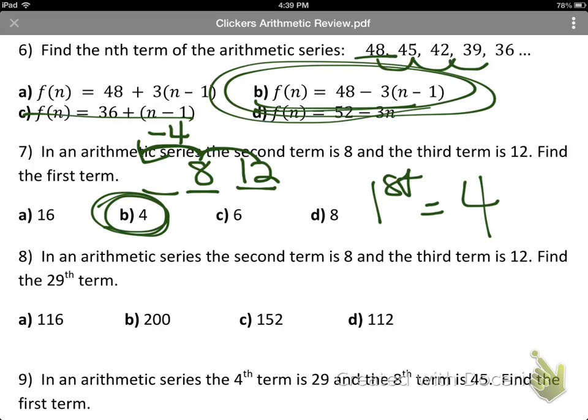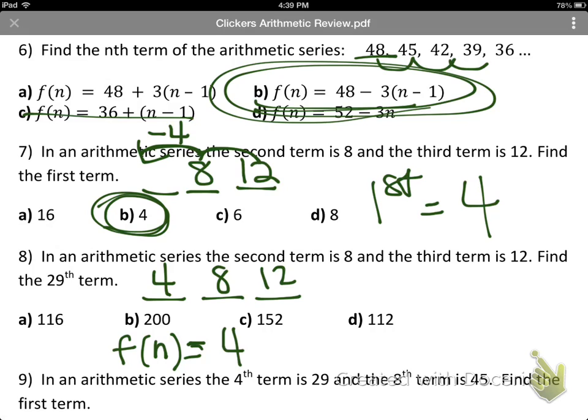And it says next in number 8, in an arithmetic sequence, the second term is 8 and the third term is 12. So we're actually working with the same sequence as number 7. We've got 8 and 12, which means we know the first term is 4 because we already found that in the last problem. Find the 29th term. So I'm going to do f of n equals, I can use 4, 8, or 12, doesn't matter. But if we want to use the first term, that's fine.